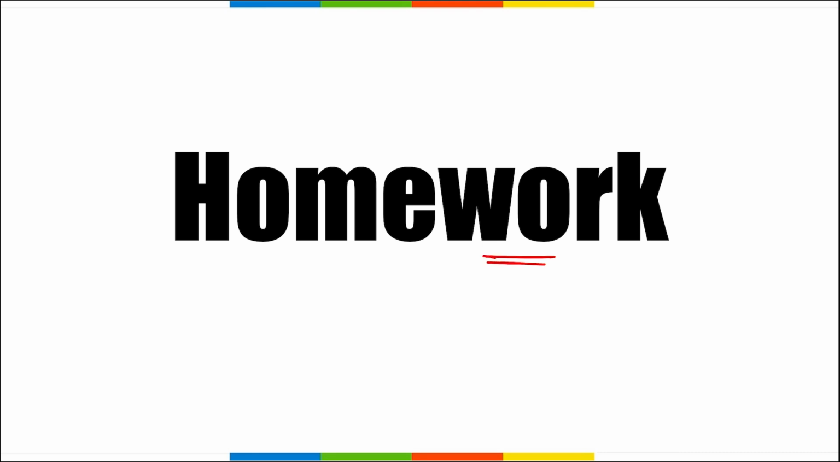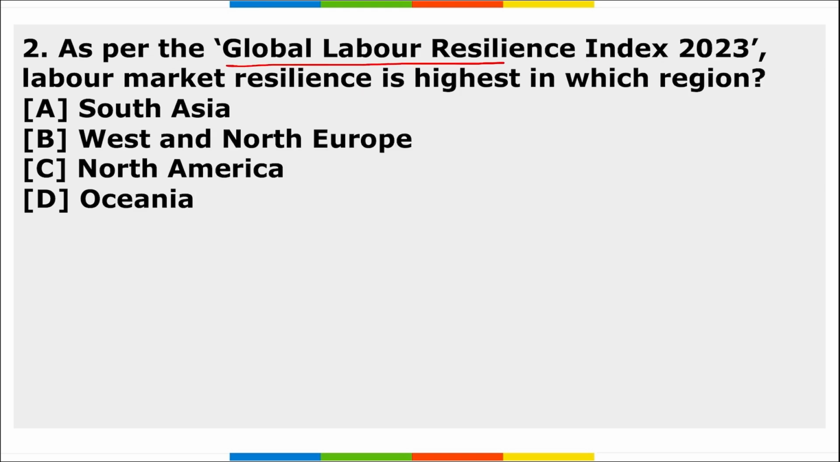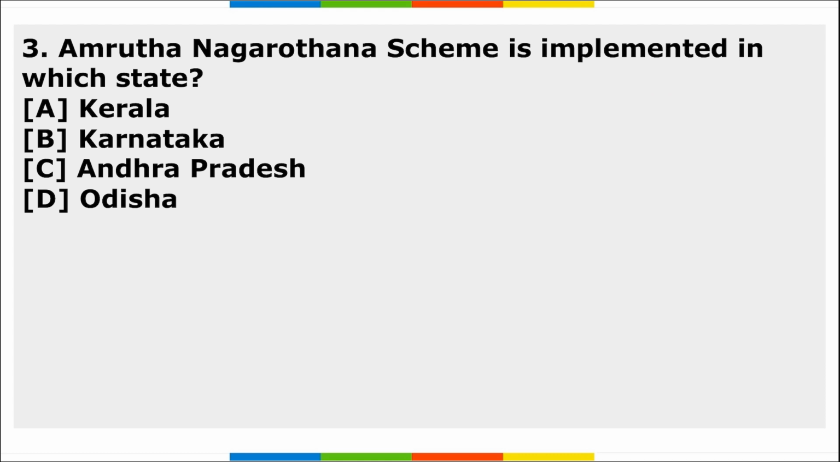Now it's time for your homework. First, what is the name of the indigenous data link communication developed by Indian Navy? Second, as per the Global Labour Resilience Index 2023, labor market resilience is highest in which region? Third, Amrutha Nagarothna scheme is implemented in which state? So these are your 3 homework questions. I hope you have understood the assignment.